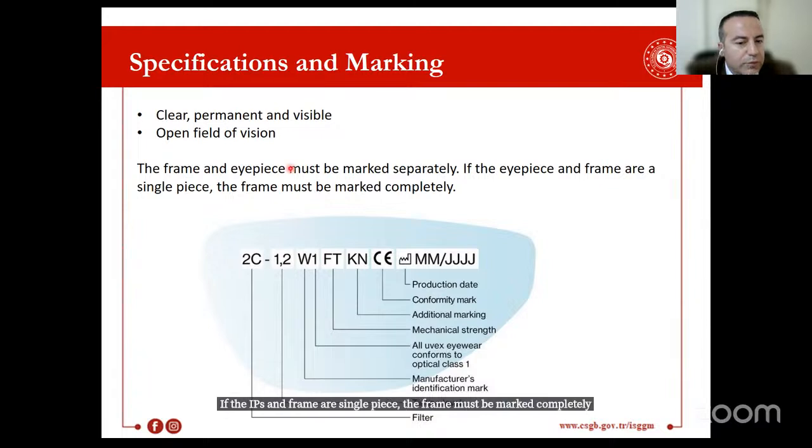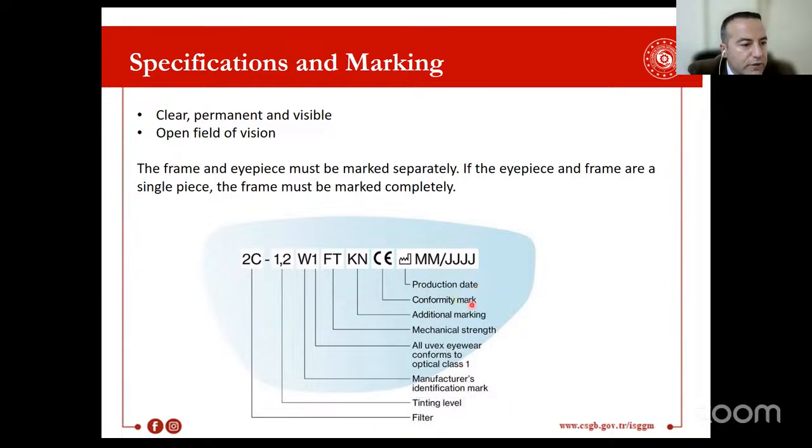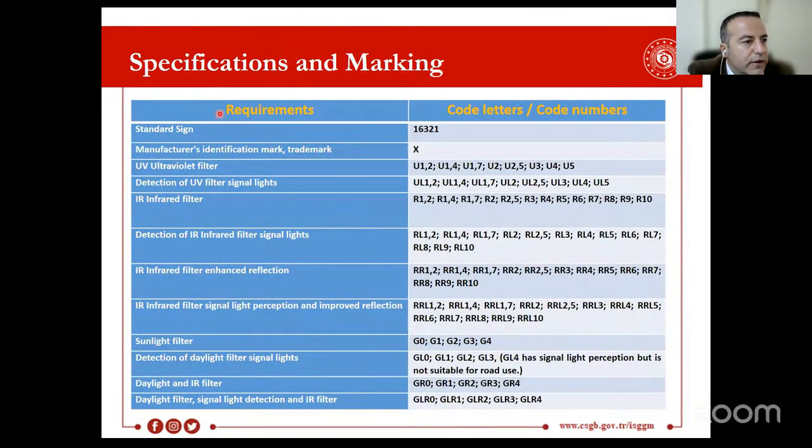And this is an example of marking of an eye protector. Here, you see, for example, production date, conformity mark CE, additional marking here, mechanical strength here, and the other one I will mention later. And the requirements, standard sign here, 16321. Manufacturer's identification mark here, UV ultraviolet filter here, U1, U2, U5. Detection of UV filter here, infrared filter here, R.